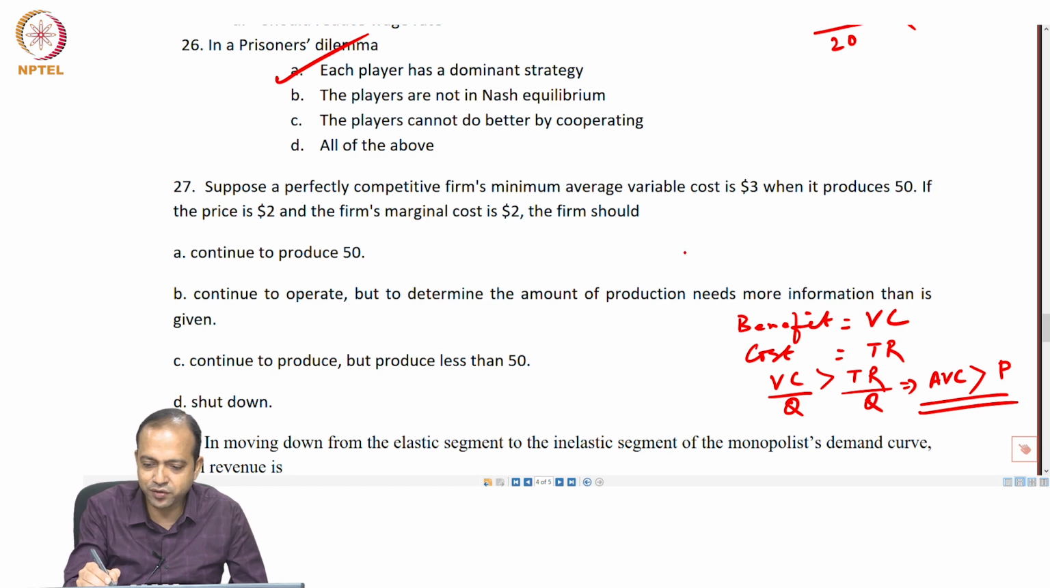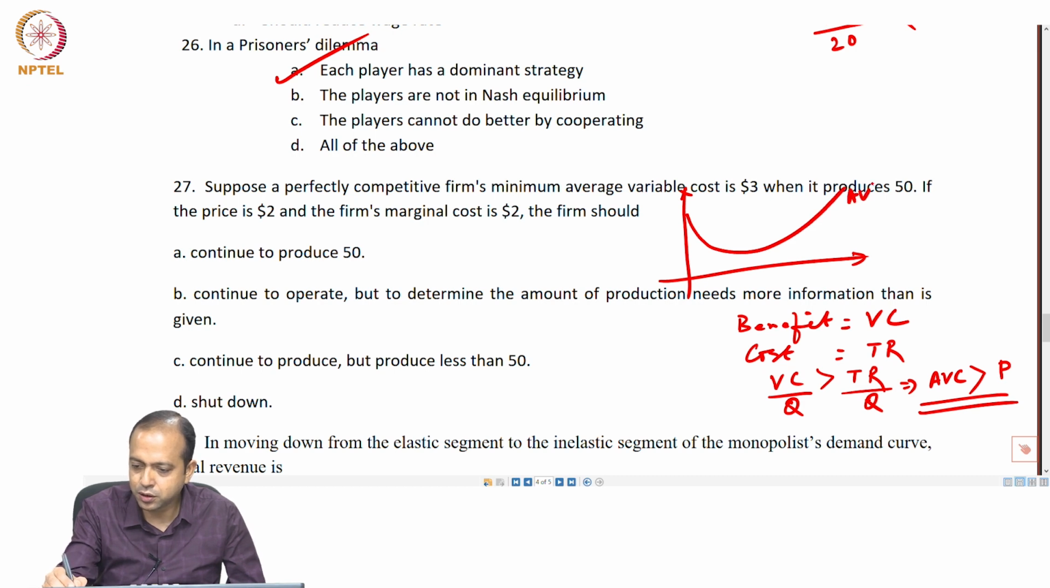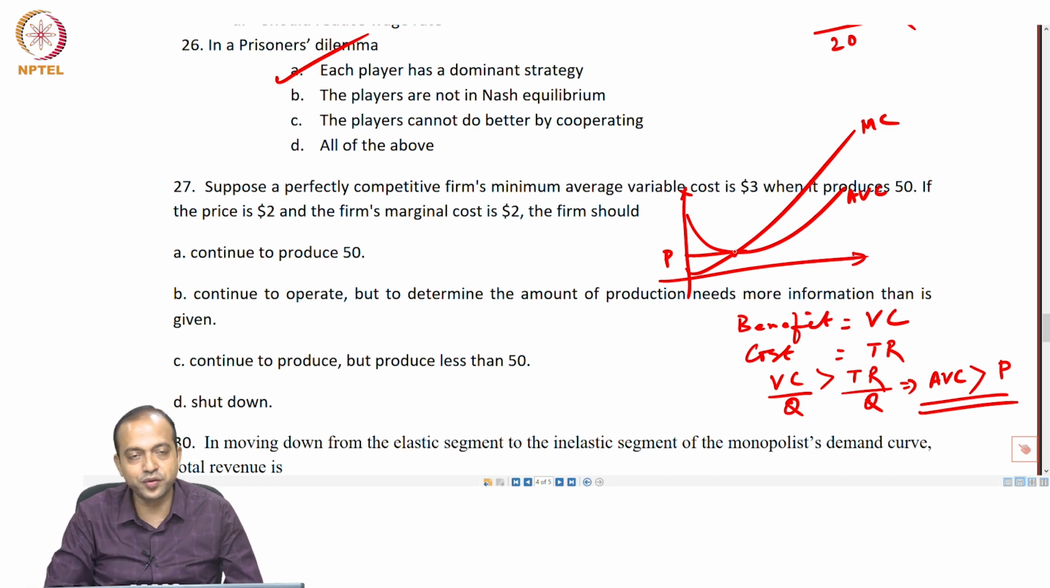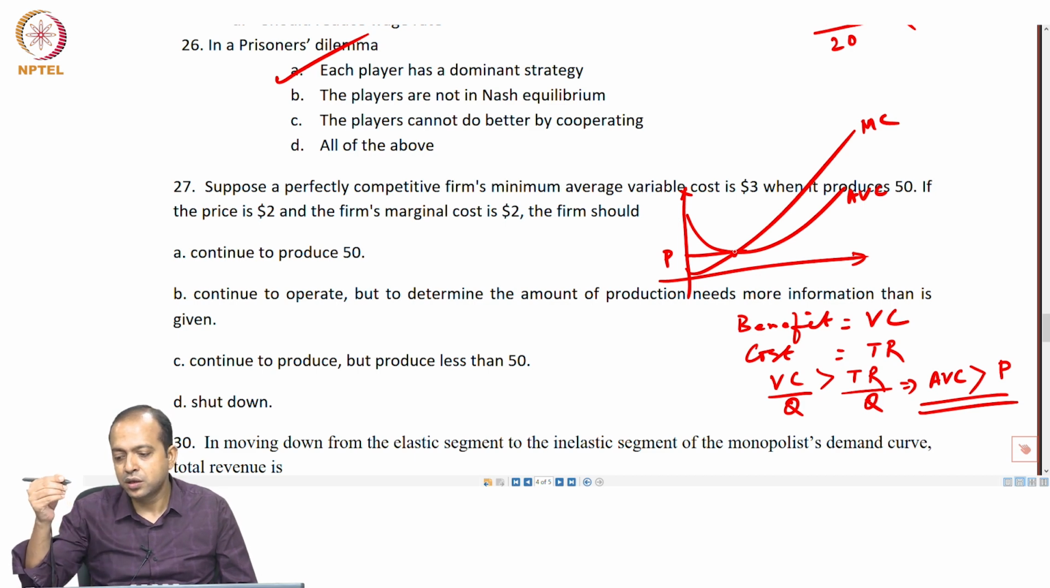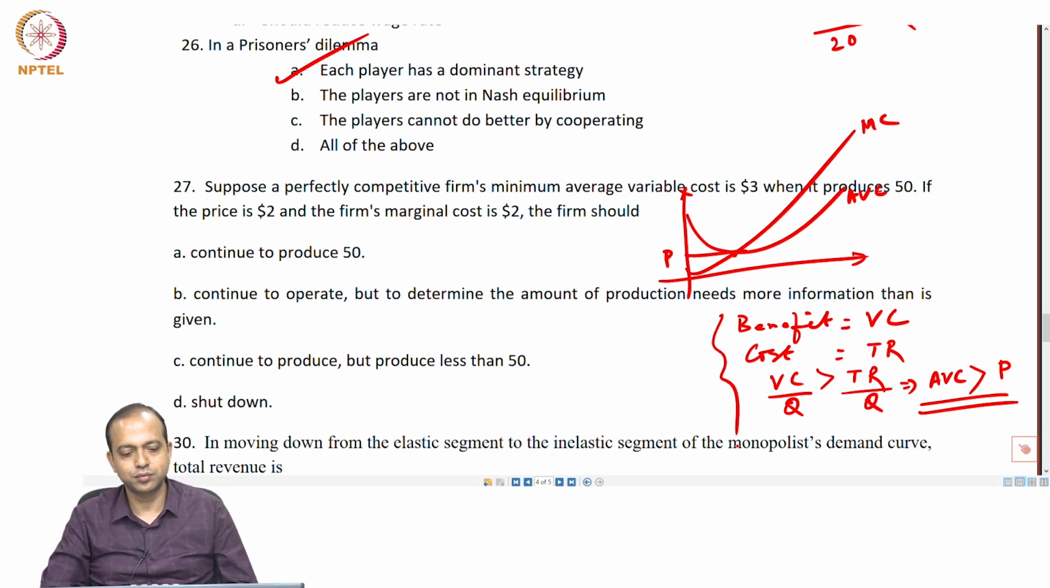So, what is the supply function we discussed for a competitive firm? Let us say this is AVC, this is MC. It starts from the minimum point. So, price must be at least the minimum of AVC. If price is less than even AVC, then that is the shutdown condition we discussed.